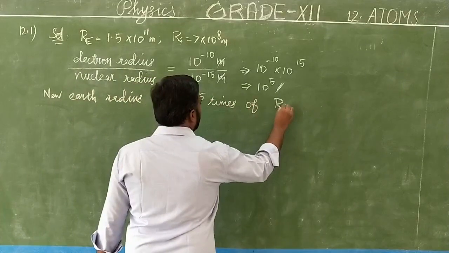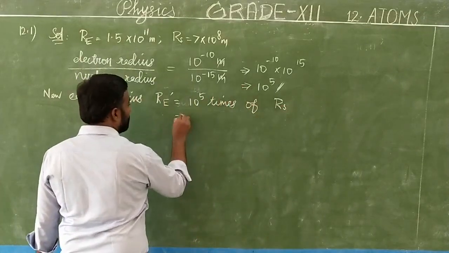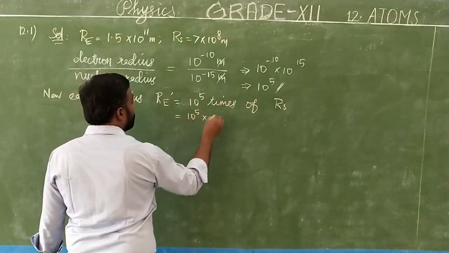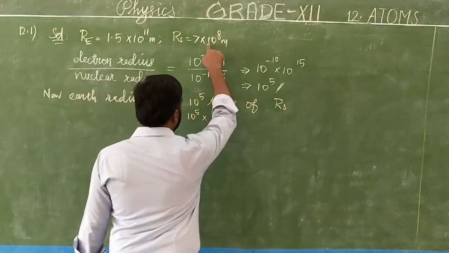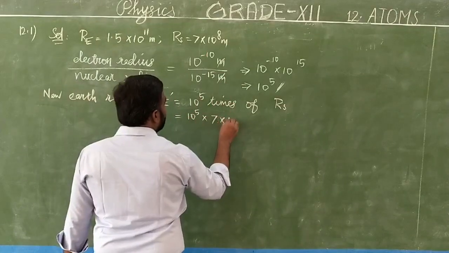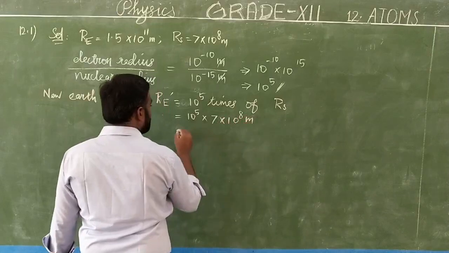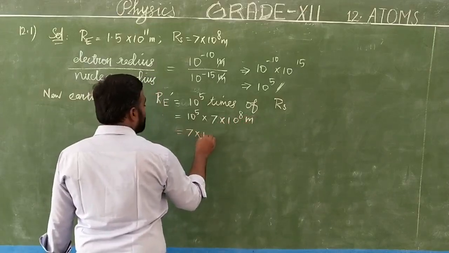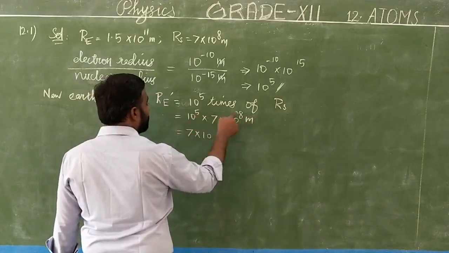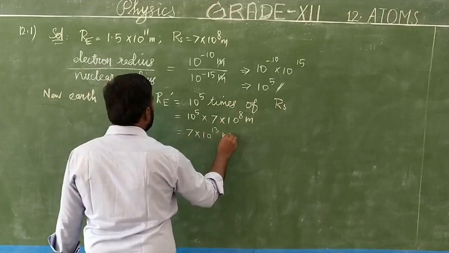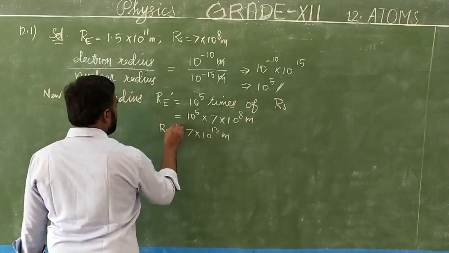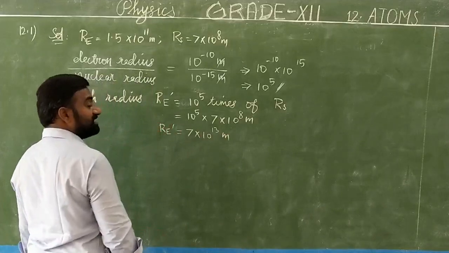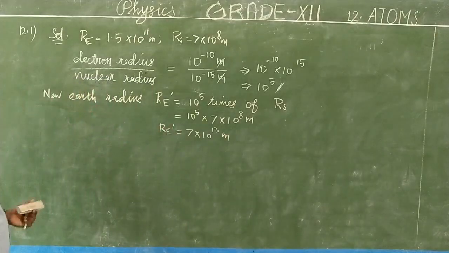So we already got the dimension value. So 10 raised to 5 into what is the radius of the Sun? The radius of the Sun is also a constant value, 7 into 10 to the power 8 meter. So finally it is 7 into 10 raised to 5 plus 8, that becomes 10 to the power 13 meter. So this is the radius of Earth we estimated, but the actual radius of Earth is totally different.